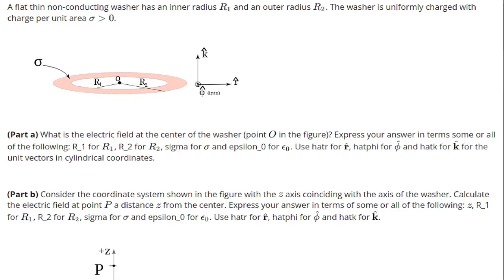A flat, thin, non-conducting washer has an inner radius R1 and an outer radius R2. The washer is uniformly charged with an areal charge density that's positive. What is the electric field at the center of the washer?